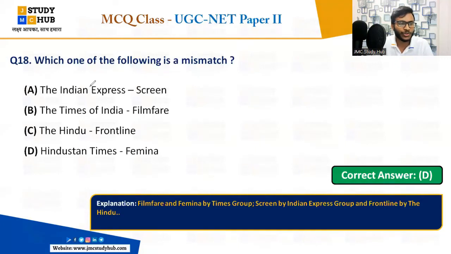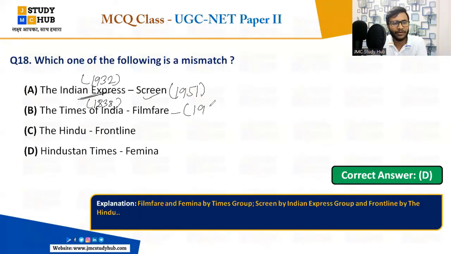So Indian Express is basically the Screen magazine. Okay, so write it down, Screen magazine, that is an entertainment magazine, a film magazine, founded in the year 1951. Indian Express was founded in the year 1932. The Times of India is of 1838. And the Film Fair magazine is 1952. Okay, please note it down. Ye sare important hai, please note down karenge.